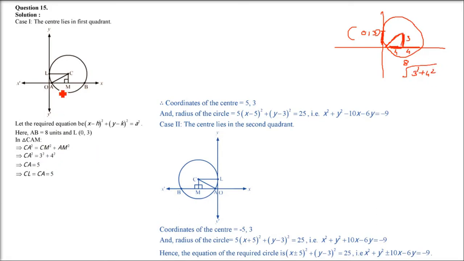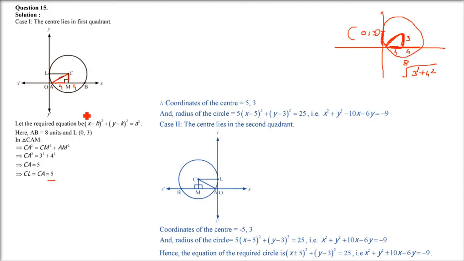So what is the radius? Under root 4 square plus 3 square. This AC or CL, whatever you take, is the radius only. In this figure, CA or CL, everything is radius. So if we find AC, CL will also be found. So we have radius as 5. So what will be the center?